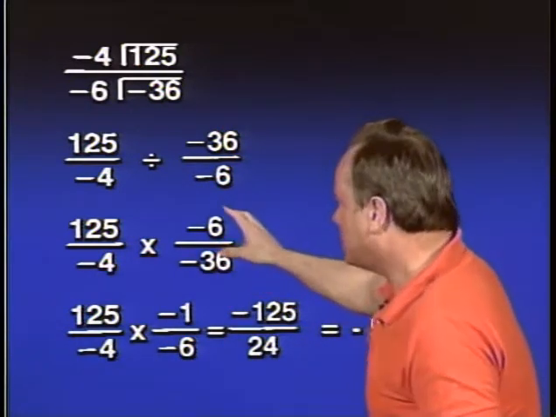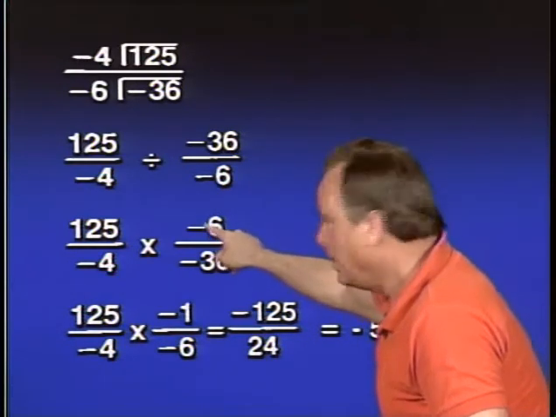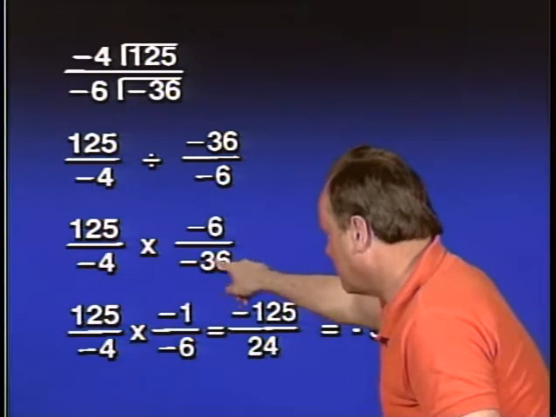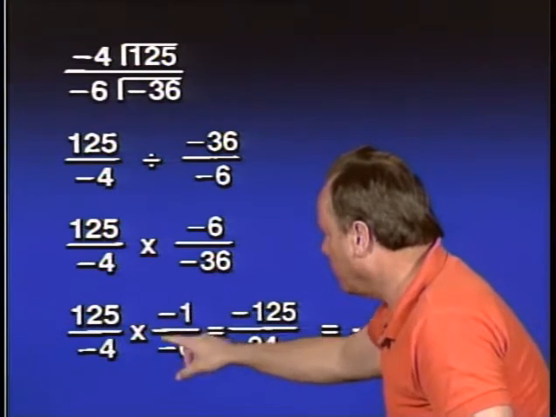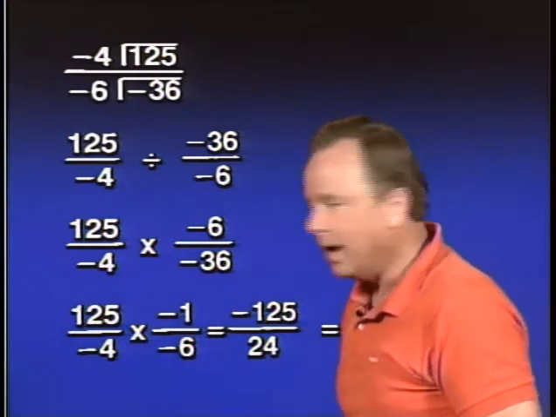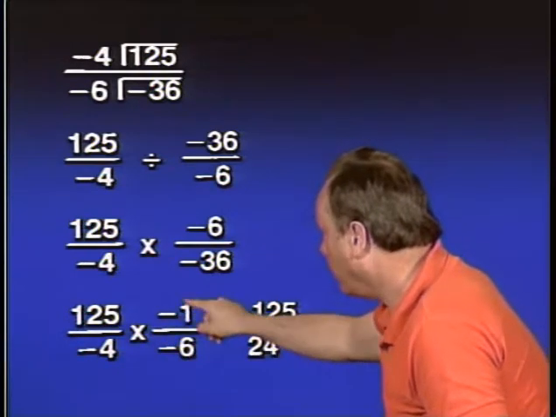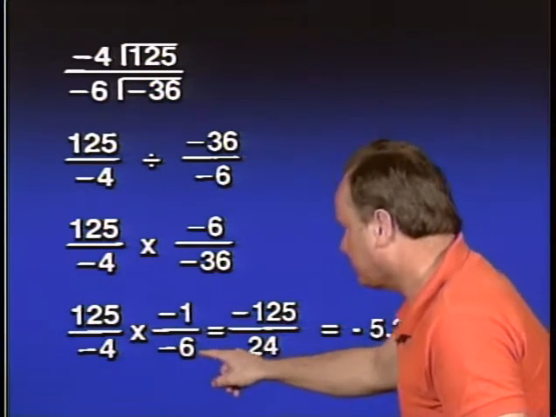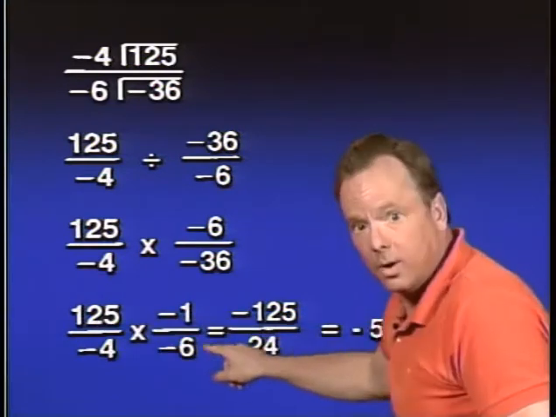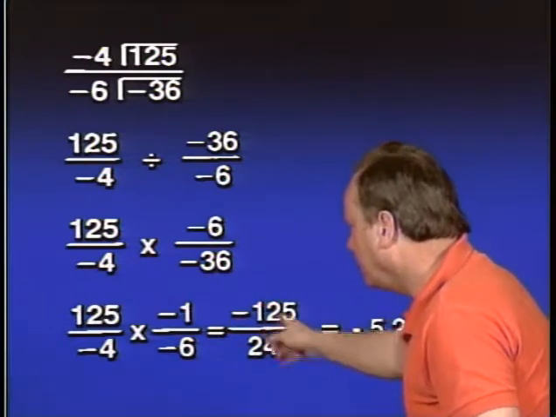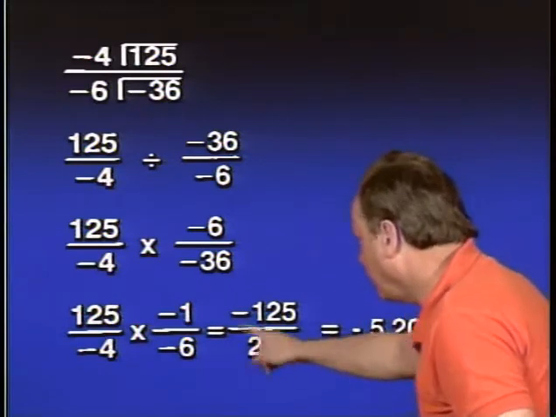All right, now, let's see what we can do with this. Here I see I can divide minus 6 by 6, and I would get minus 1, and minus 36 by 6, I get minus 6. So we can simplify that fraction, and it becomes minus 1 over minus 6. Now we have 125 divided by minus 4 times minus 1 divided by minus 6. Well, you can multiply this out. 125 times minus 1 is minus 125. Minus 4 times minus 6 becomes plus 24.